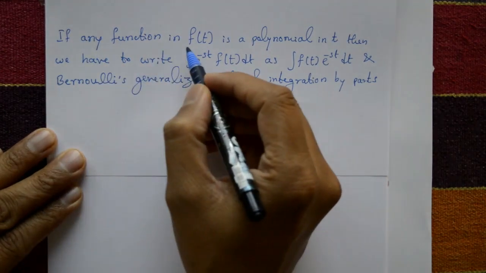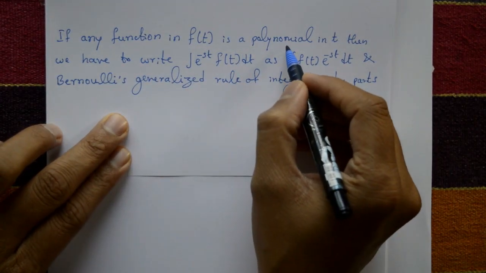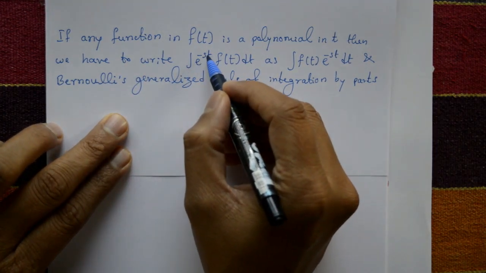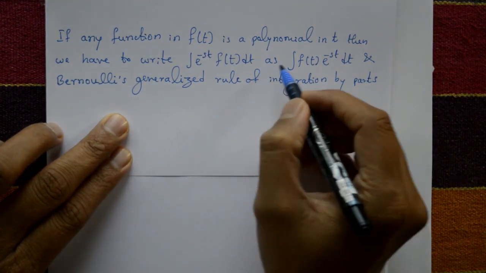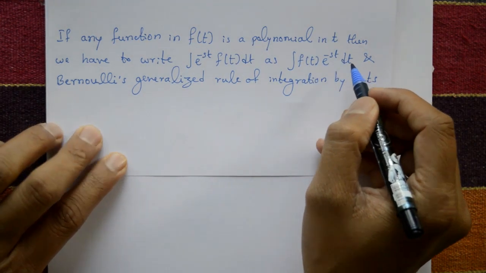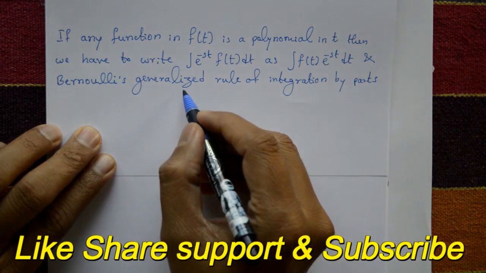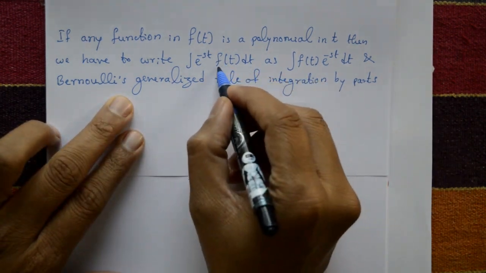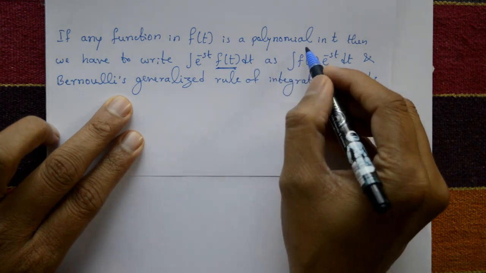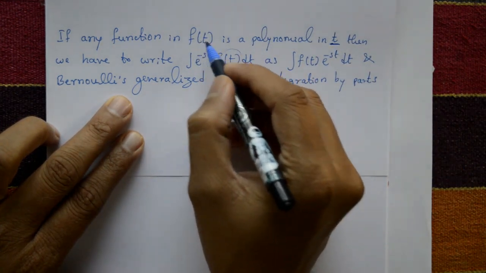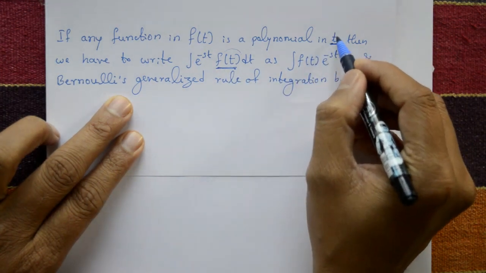If f of t is a polynomial in t, then we have to write the integration of e raised to minus st f of t dt as the integration of f of t into e raised to minus st dt, and use Bernoulli's generalized rule of integration by parts. That means this part, f of t, is a polynomial in t.